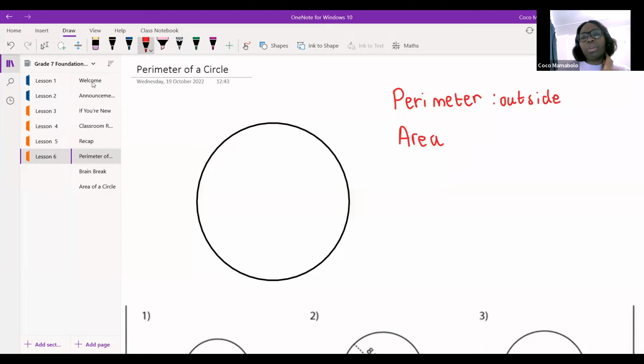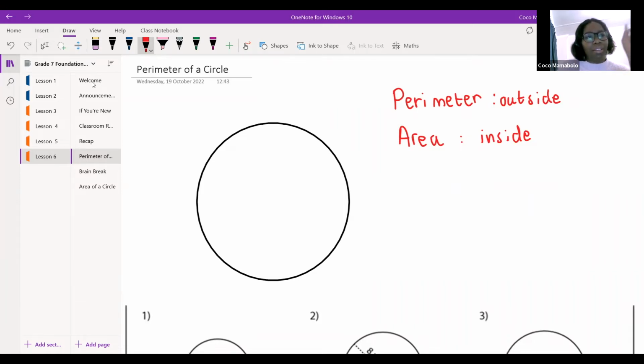Excellent. I couldn't have put it better myself. The outside, the perimeter is the outside of the shape, and the area is the inside of the shape. Excellent. Well done, Titelo. You put that so beautifully. Okay. Excellent. You did that amazingly.